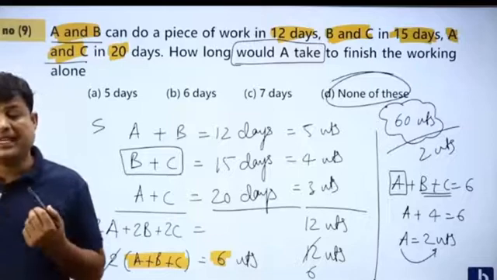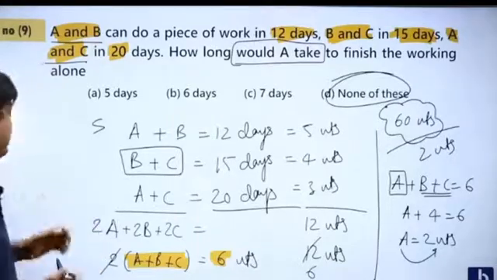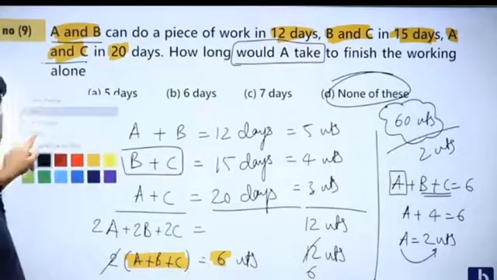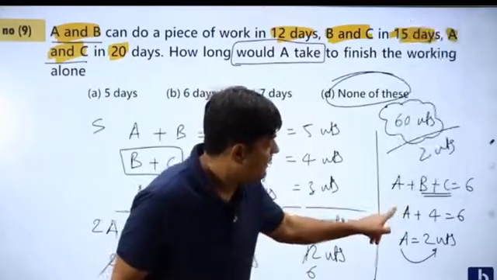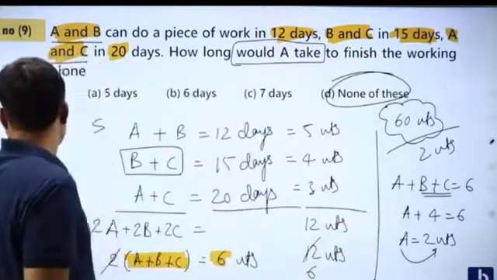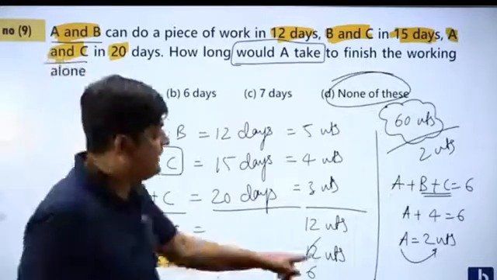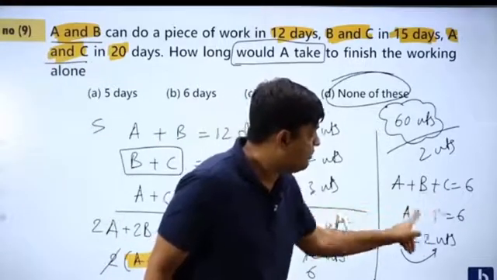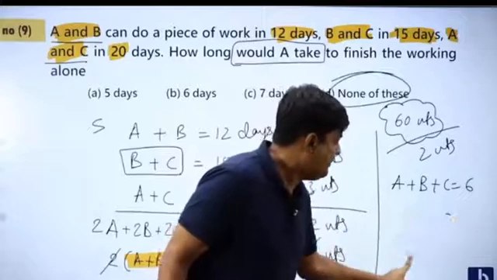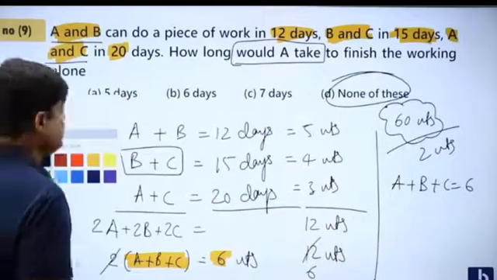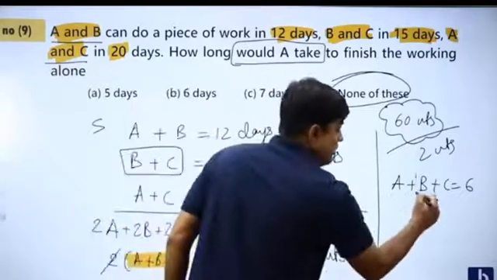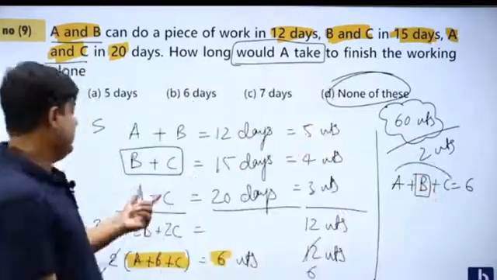Suppose he asks you for B alone. Students, what are you supposed to remove? You already know the A plus B plus C value, that is 6. So if you want B alone, remove A and C. How to remove A and C?